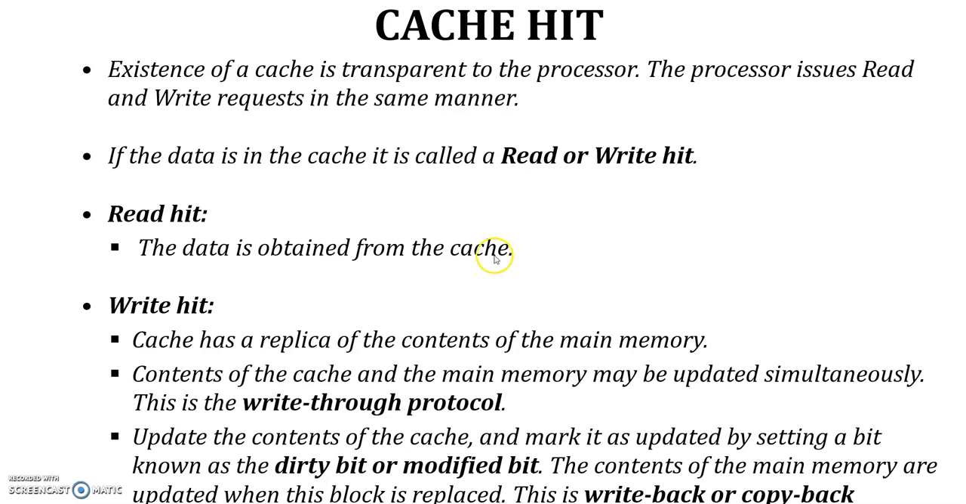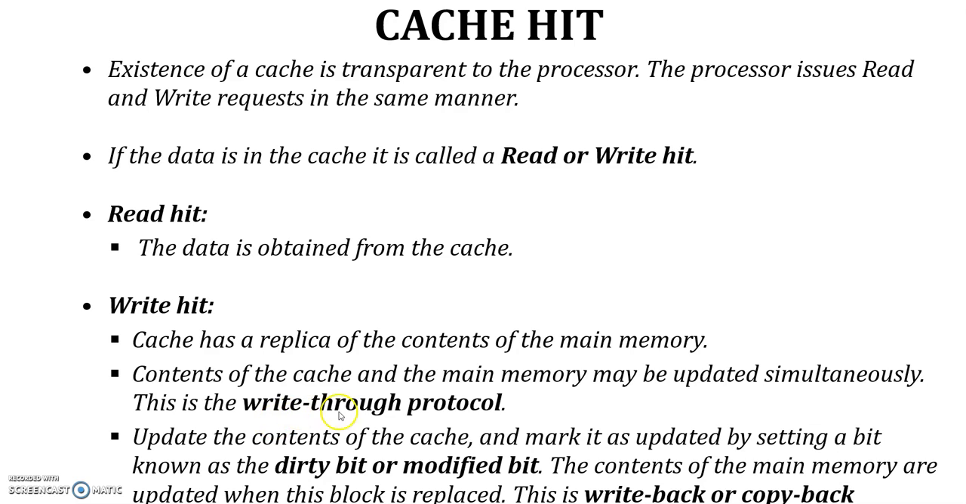So write hit means the cache has a replica of the content of the main memory. The content of the cache and the main memory may be updated simultaneously. This is the write-through protocol. So we need to write some data to a particular memory location. Some of the blocks of the main memory will be placed in the cache memory also. So if the particular location or the block that we need to write the data to is available in the cache, it is called a write hit, and the data is written into the cache and the main memory simultaneously, which means the write-through protocol.